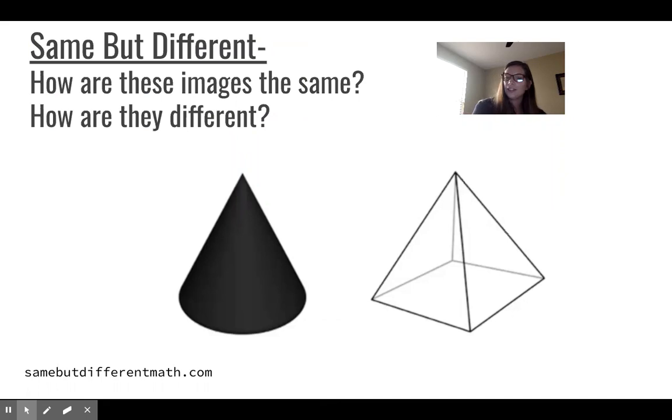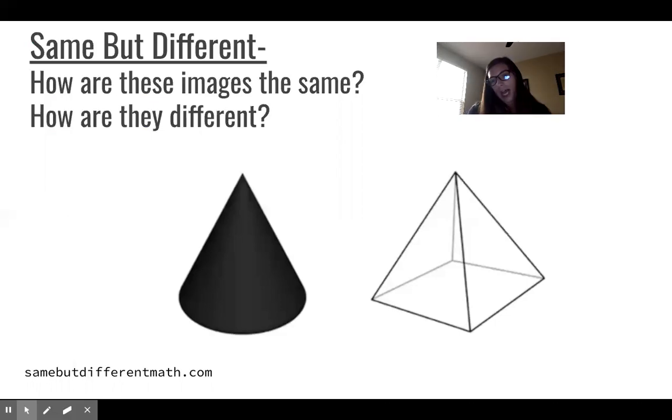This next strategy is another site that I love, similar to Which One Doesn't Belong. It's called samebutdifferentmath.com. It's a bunch of images like you see on the screen here. And you pose the question to the students, how are these images the same and how are they different? I like to separate those two questions. I think it can be hard to respond to both of those.